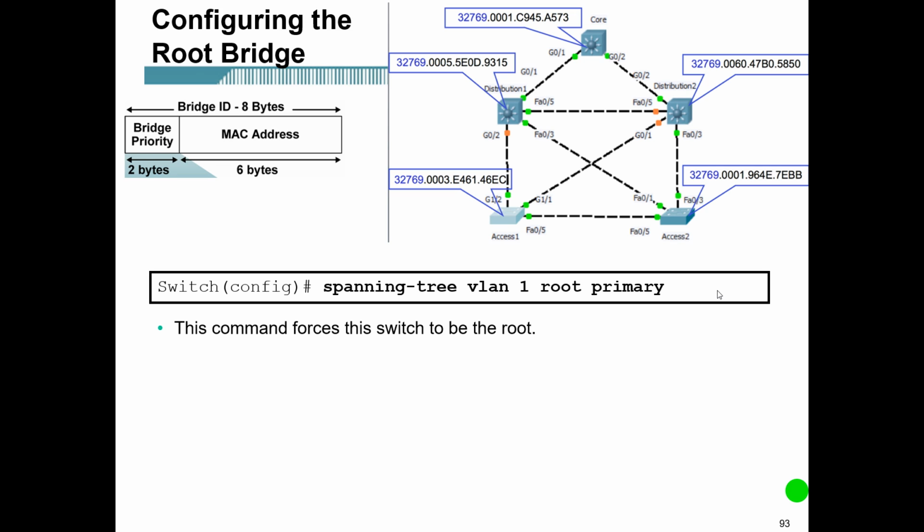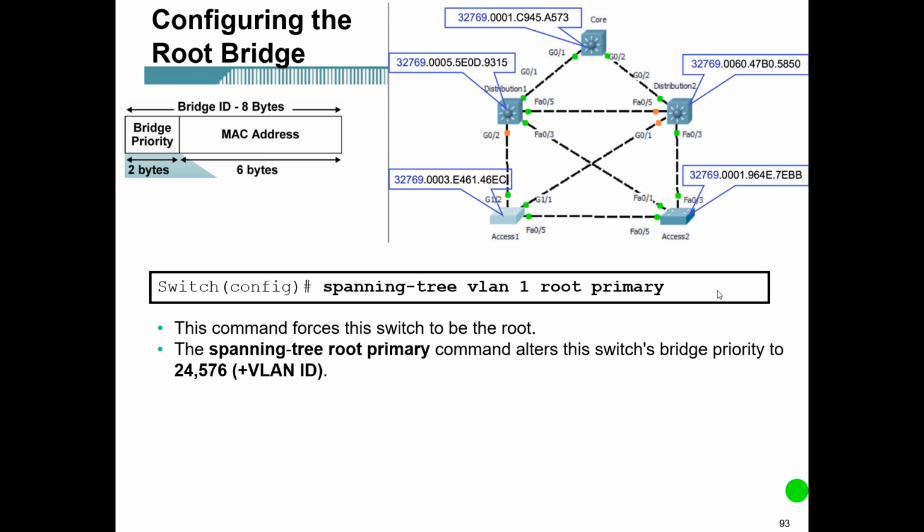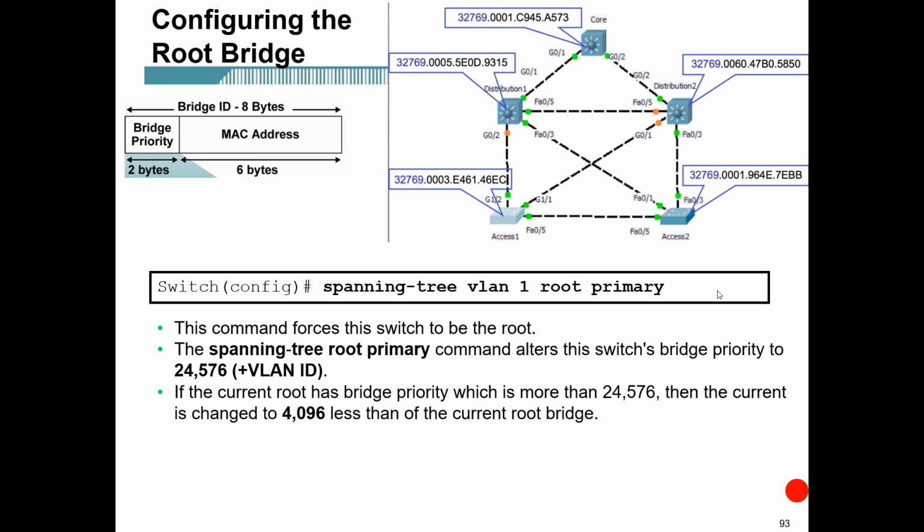You can also force the switch to be the root bridge by issuing the command root primary. The spanning tree root primary command alters this switch's bridge priority to 24,576 plus the VLAN ID. If the current root has a bridge priority which is more than 24,576, then the priority is changed to 4,096 less than the current root bridge.